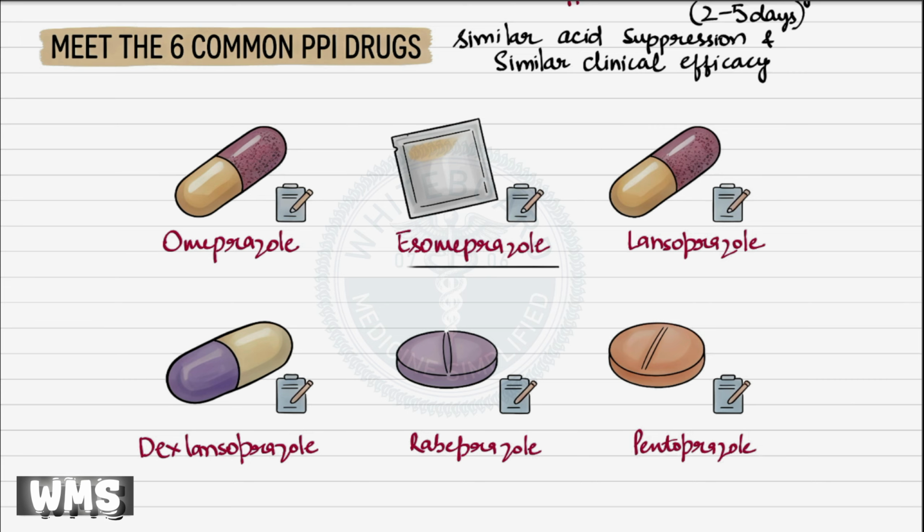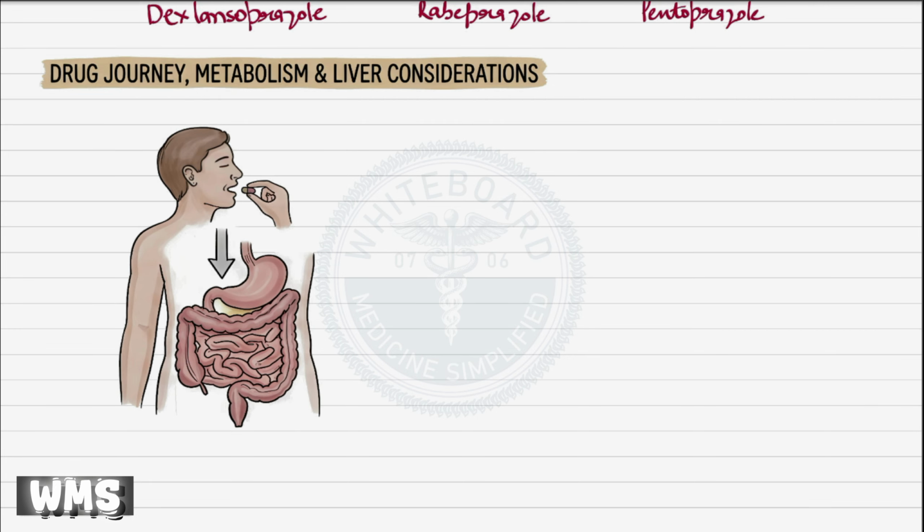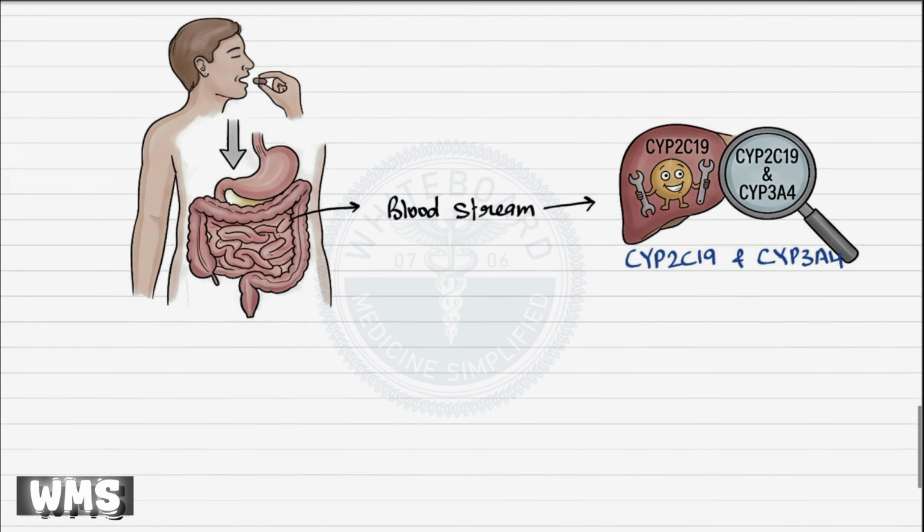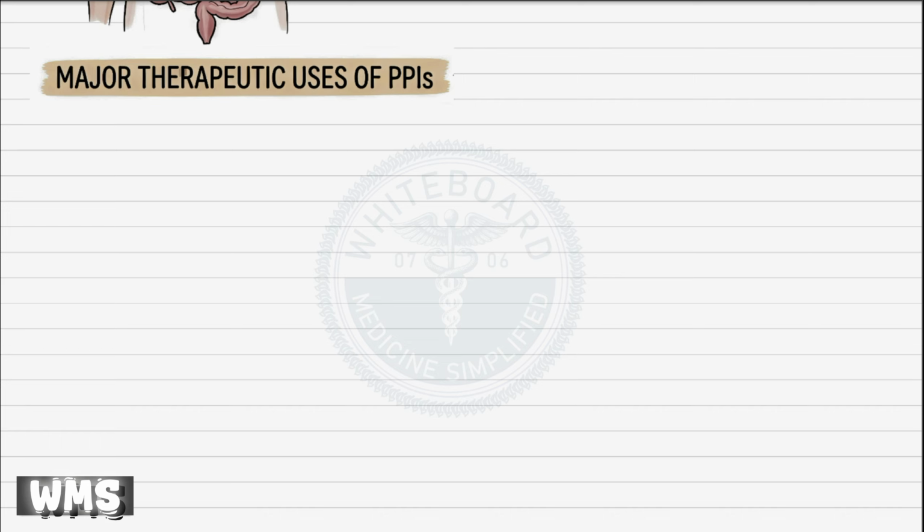Now, once absorbed from the small intestine, PPIs enter the bloodstream and are extensively metabolized in the liver, mainly by CYP2C19 and CYP3A4 enzymes. Since these drugs are metabolized in the liver, severe hepatic disease can reduce their clearance, and dose adjustment may sometimes be required. Now, after understanding how PPIs work, let's look at their major therapeutic uses.